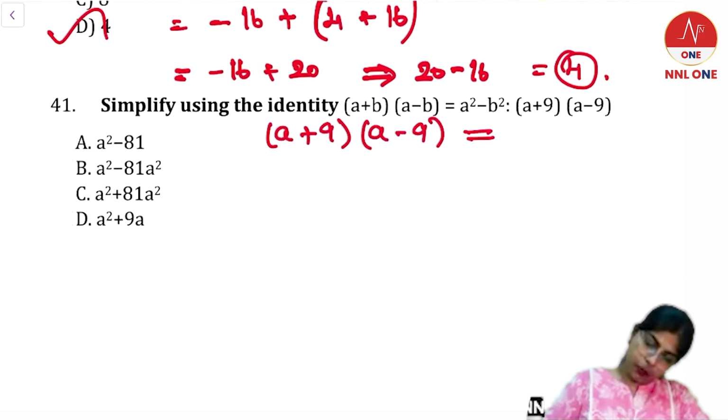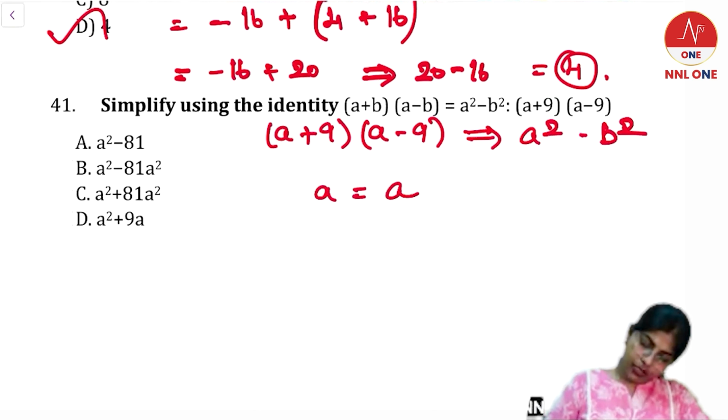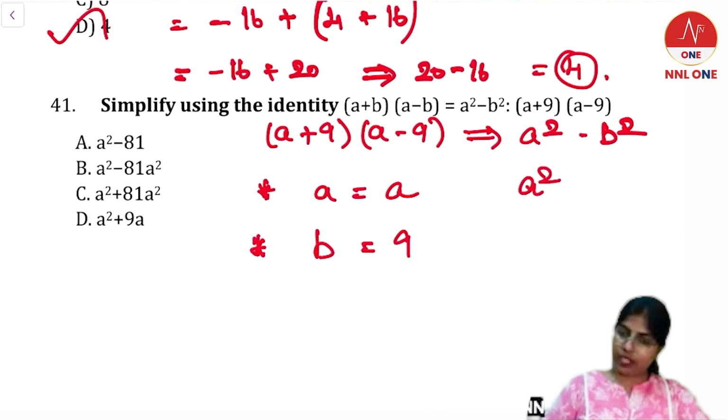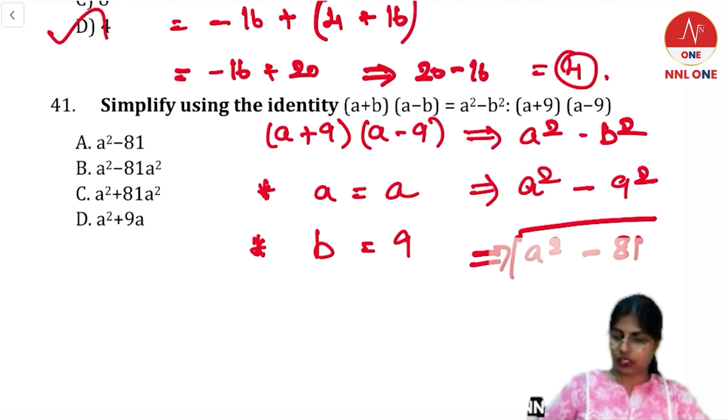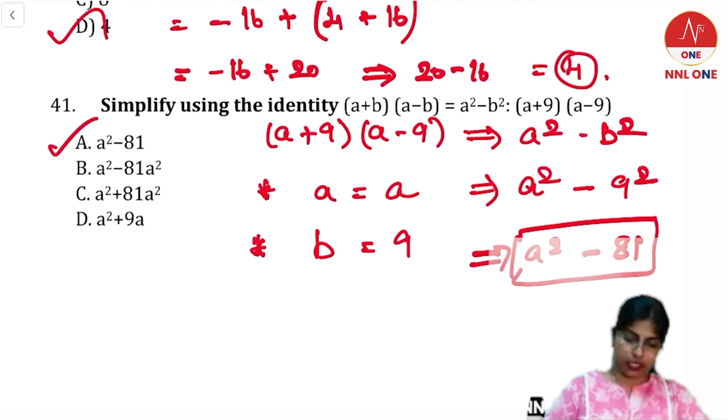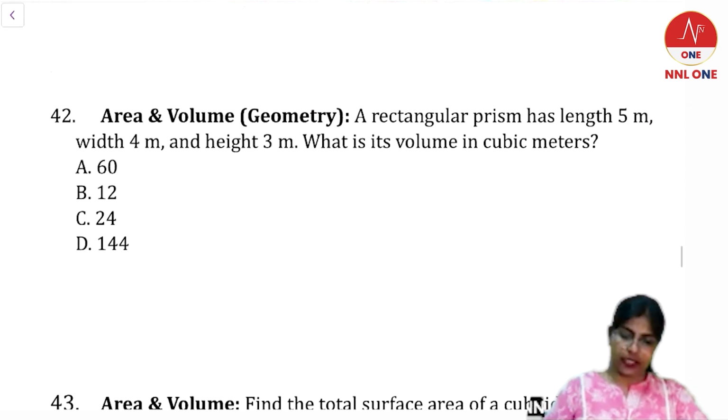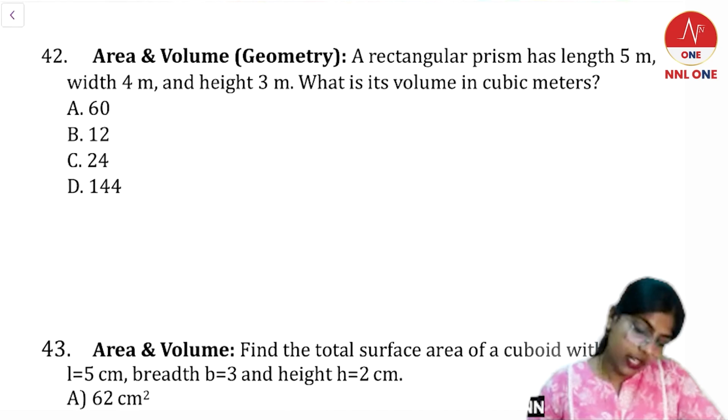So just we are going to apply the formula. A square minus b square. What is a here? It is a. The value of a is a and the value of b, it is 9. A square, because the value of a is a, minus of b square, 9 square. So the resultant answer is a square minus 81. A square minus 81. Option A. Next, question number 42. Area and volume.